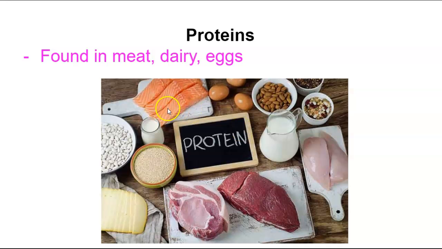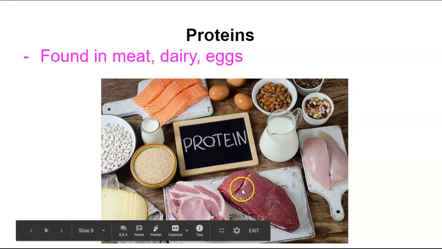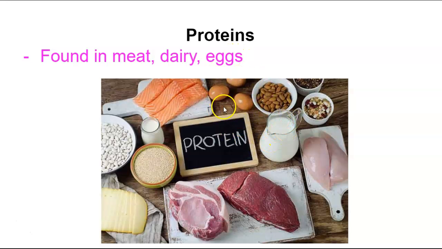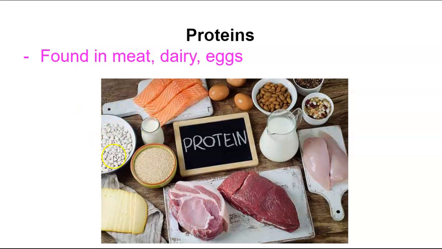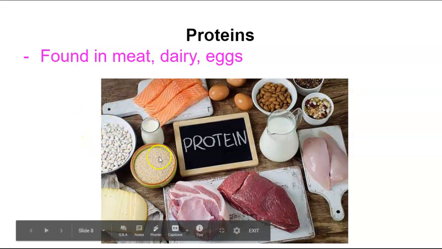So some of the examples here, and I just wrote a few, okay? Meat, including fish, chicken, beef, dairy, right? So like your milk and cheese, eggs. You'll see nuts here. Nuts have protein. You'll see some dried beans. Okay, so like if you like black beans or refried beans, those have protein. Some grains like oatmeal have a little bit of protein, but not a ton.